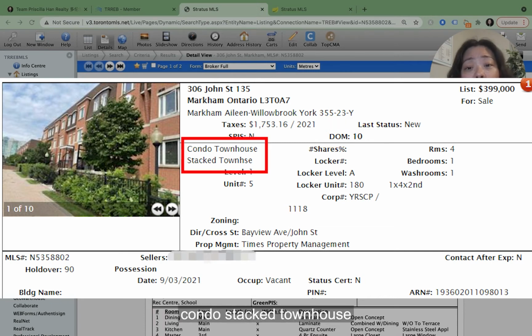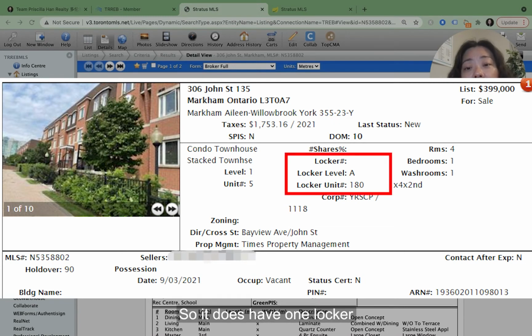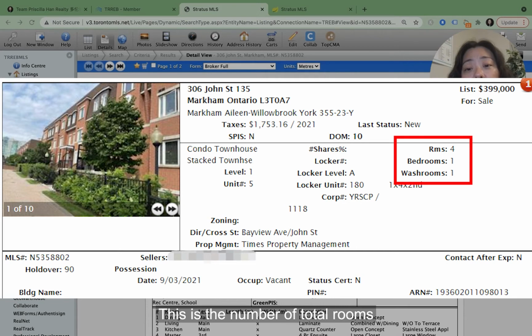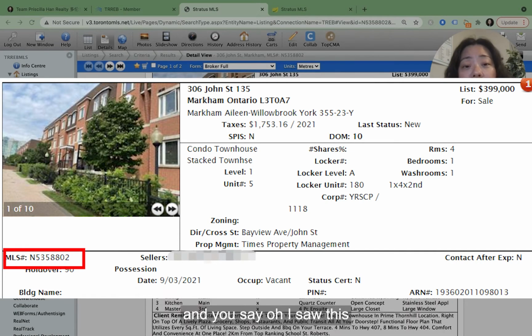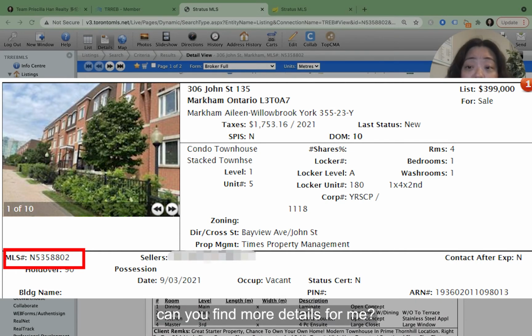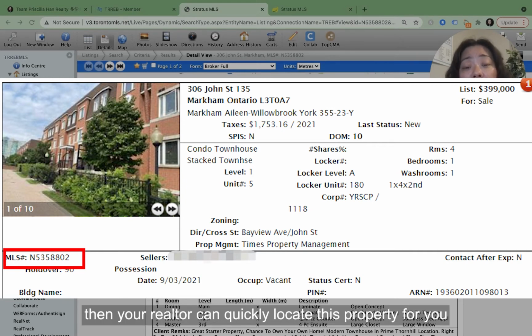So this is a condo stack townhouse. You see the property type here. And when we read further, if we have a locker, it will be marked down here. So it does have one locker. This is the number of total rooms, number of bedrooms, and number of washrooms. This is where the MLS ID is. A lot of times, if you want to communicate with your realtor and you say, oh, I saw this property and I'm really interested, can you find more details for me? Let him or her know the MLS ID together with the address. Then your realtor can quickly locate this property for you.